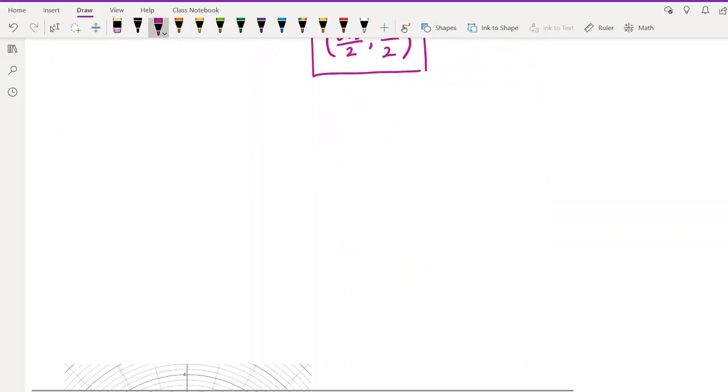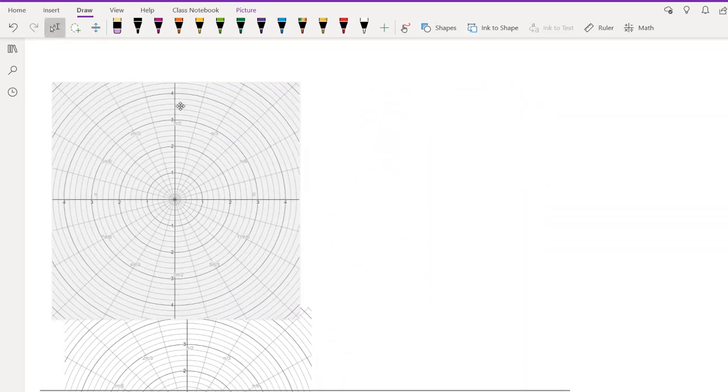All right, so next one is somewhat similar. The only difference about this one is that in this case, not the x coordinate, the r value is -3. So we're doing -3, pi over 6. So this is part B.